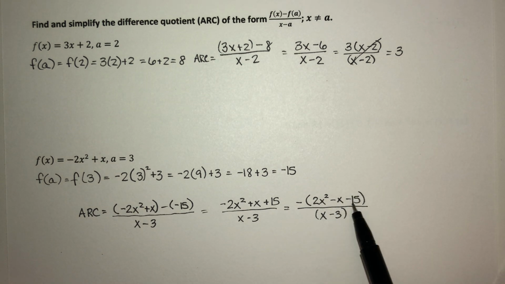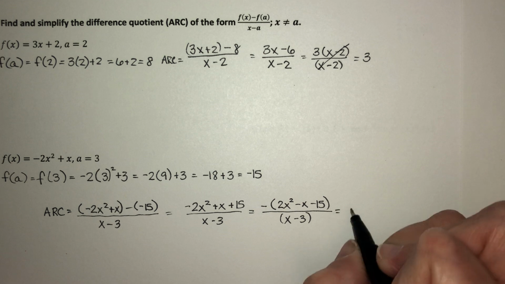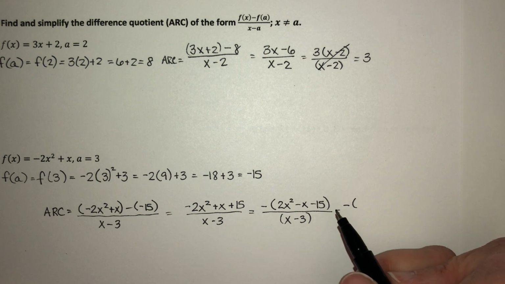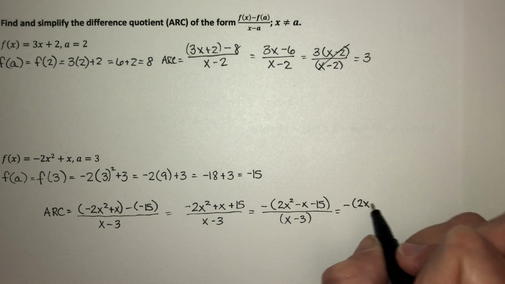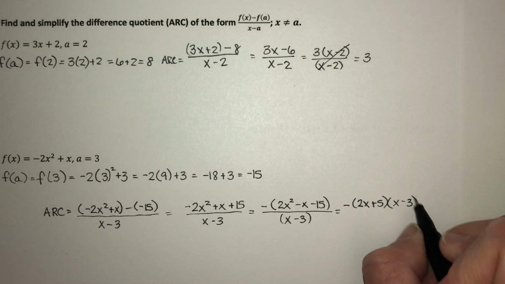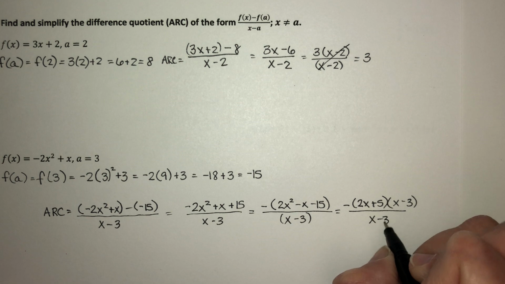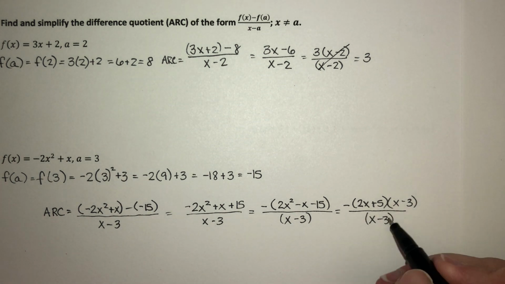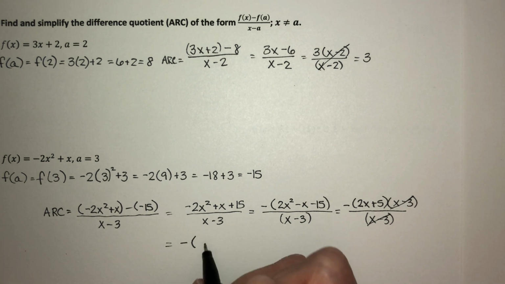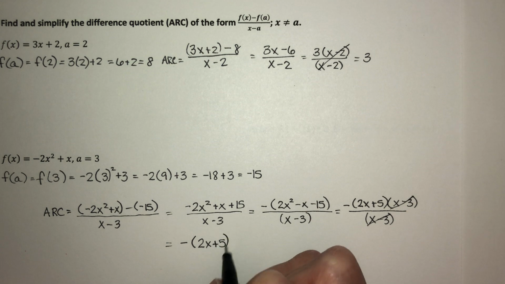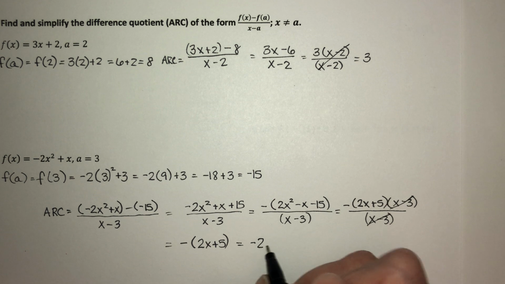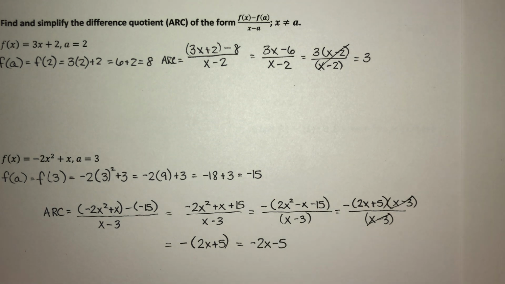Now I check to see if this will factor, and it does. I keep the negative on the outside, but 2x squared minus x minus 15 will factor as 2x plus 5 times x minus 3 over x minus 3. And then the x minus 3's cancel out. So your answer is negative 2x plus 5, which is perfectly acceptable, or you can also redistribute that negative if you wish. Either answer should be okay.